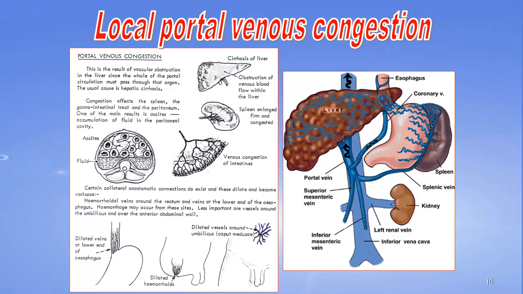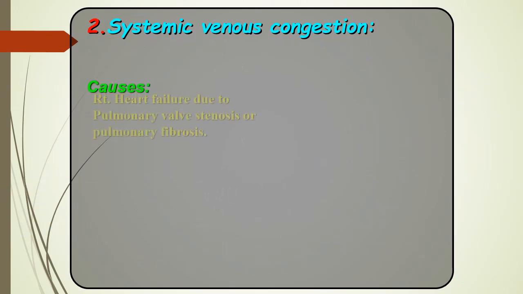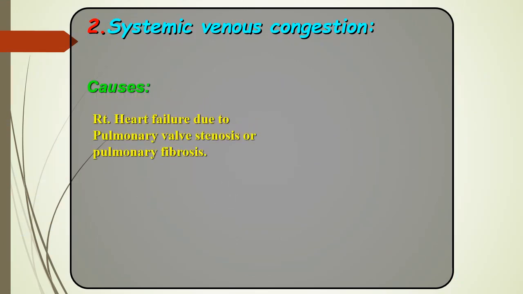Here is also an example for the chronic local venous congestion. This is the liver, and the liver shows cirrhosis, which leads to constriction of the portal vein by scar tissue and by fibrosis. So there is obstruction of the venous blood flow within the liver. This leads to anastomotic channels between the portal and the systemic circulations becoming dilated, tortuous, and engorged with blood, like here.